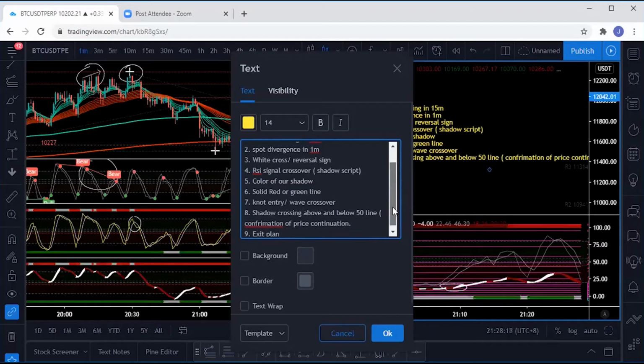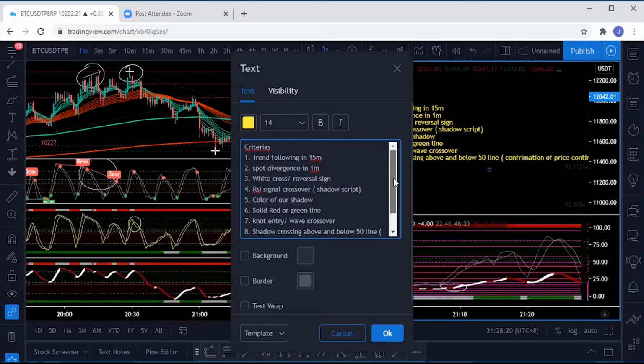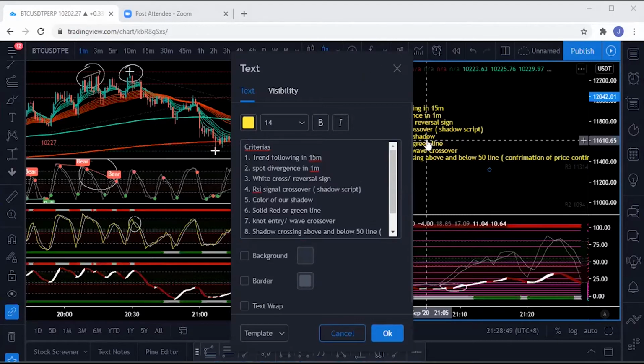Okay, so let us check, let us review, or let's have a recap. What are our criterias before we enter a trade? This is for both bullish and bearish. Our first criteria, can you recite it? What are our criterias before we enter a market? Our first criteria is to check the 15-minute, yes, very good. Second is to spot the divergence in the 1-minute.